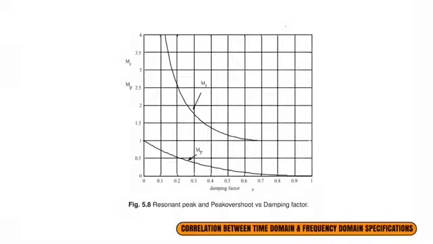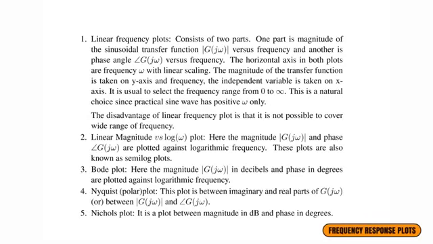This is plotted on the same sheet for Mr as well as Mp. As zeta decreases, Mr goes to infinity, and Mp also increases to its maximum value. So it has some relation. That's the time domain parameters. Now we go to frequency plots.